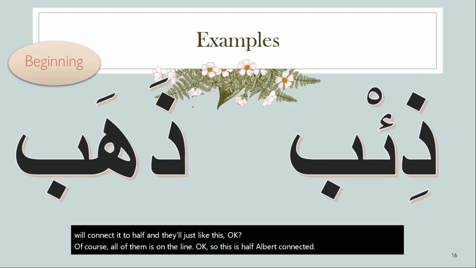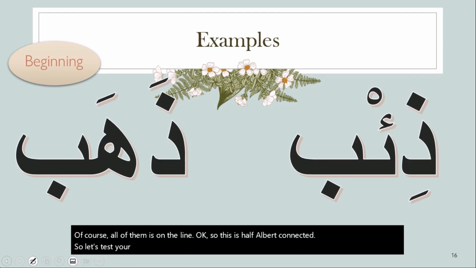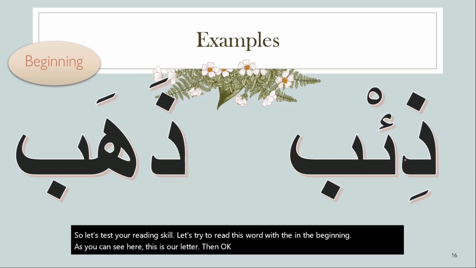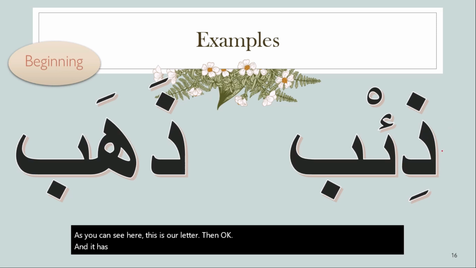So let's test your reading skill. Let's try to read this word with dhal in the beginning. As you can see here, this is our letter dhal, and it has kasra below, so this would be pronounced like dhi. The second one is similar to alif.